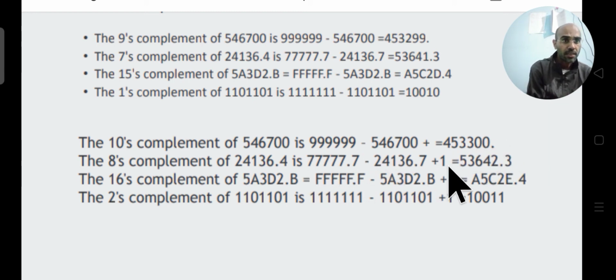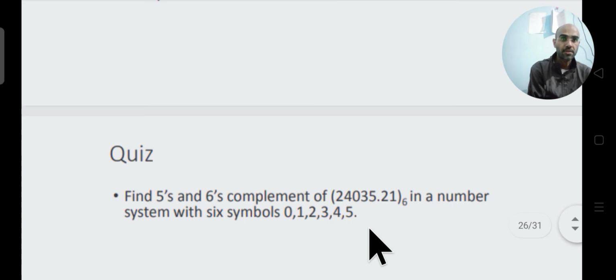Similarly for the other number systems. So you will see that there is not much change, but a change of 1 digit only, the LSB. So this is how we can find the r's complement and the r minus 1's complement.